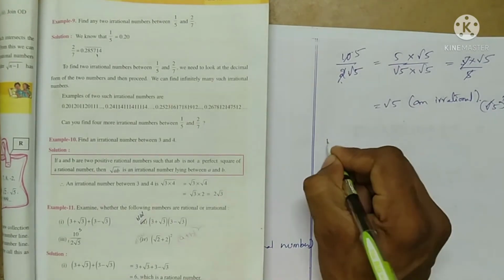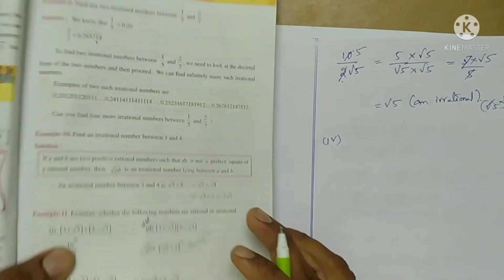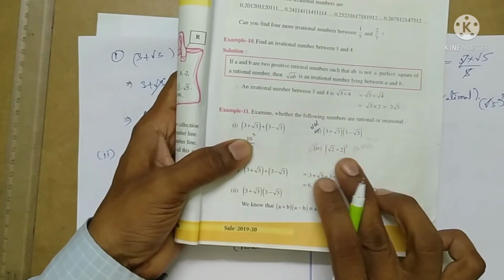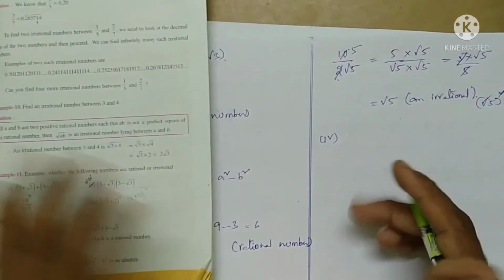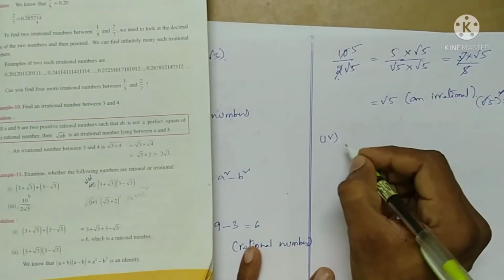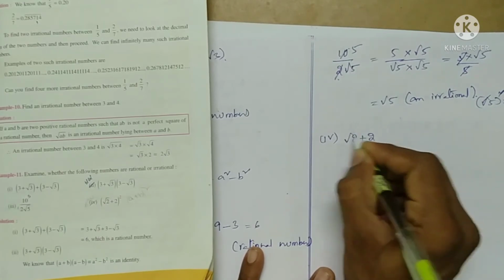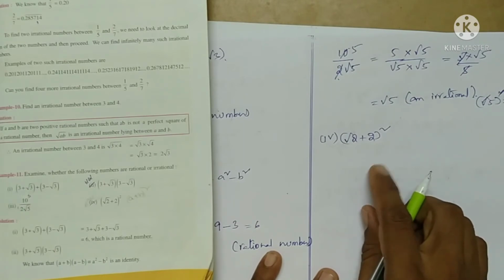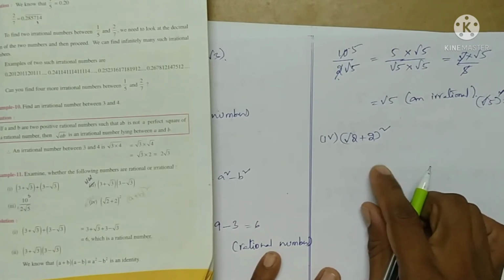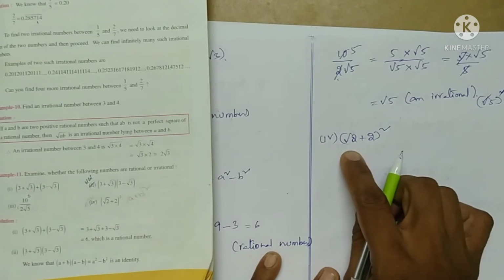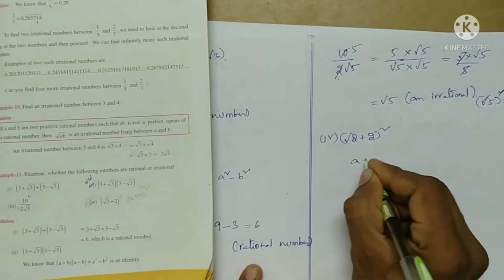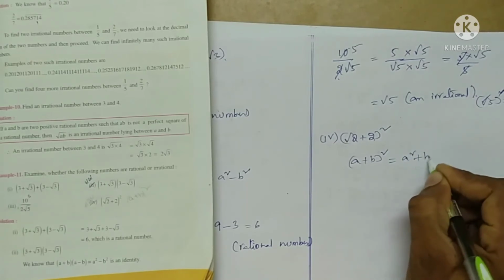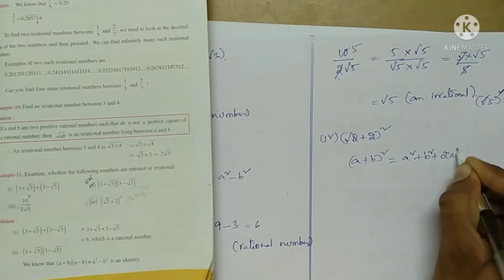Next one, fourth one. Root 2 plus 2 whole square. It is of the form (a + b) whole square. By using our algebraic identities, the result is a square plus b square plus 2ab.